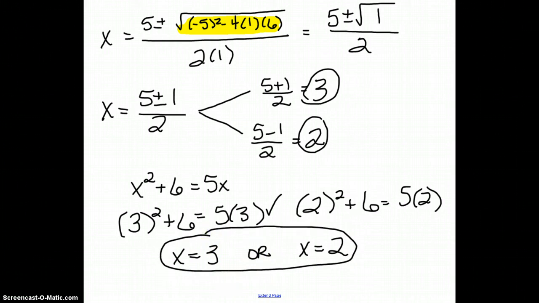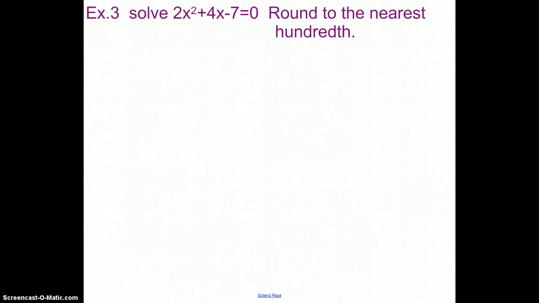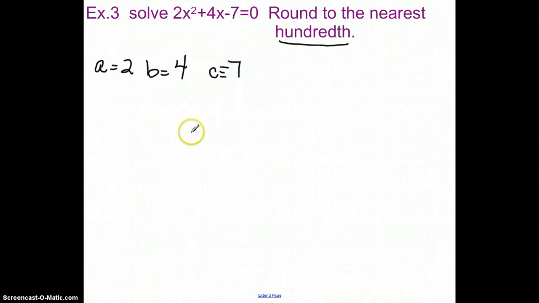Now let's see if we can get in there one example where you don't have a perfect square root here. On a problem like this, we know automatically it's not going to be easy to do because it's telling you to round to the 100th. So let's see if we can fit this on here before the end of our time. A is 2, B is 4, and C equals negative 7. So I'm just going to start by actually putting them in.